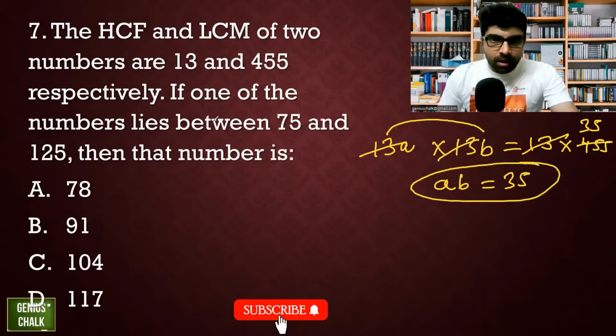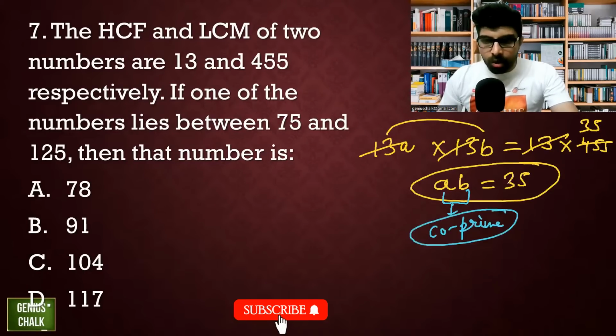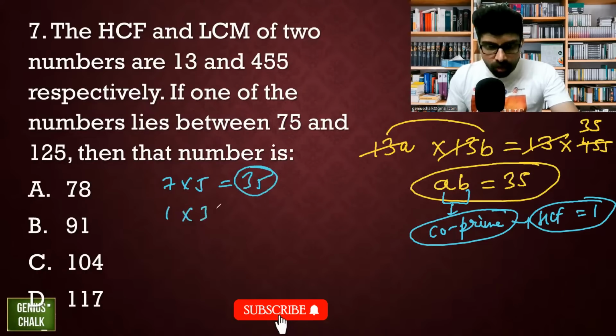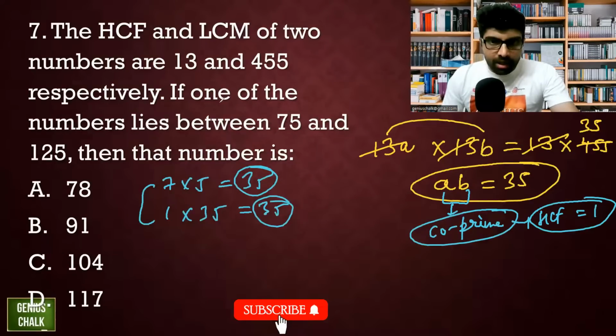Now we know that this A and B we have to choose so that they are co-prime to each other. Now what is co-prime? Numbers whose HCF in pairs is 1. That is co-prime. So the first value I can use is 7 and 5, that is 35. And the second value I can use is 1 into 35, that is also 35. In both cases the numbers are co-prime.